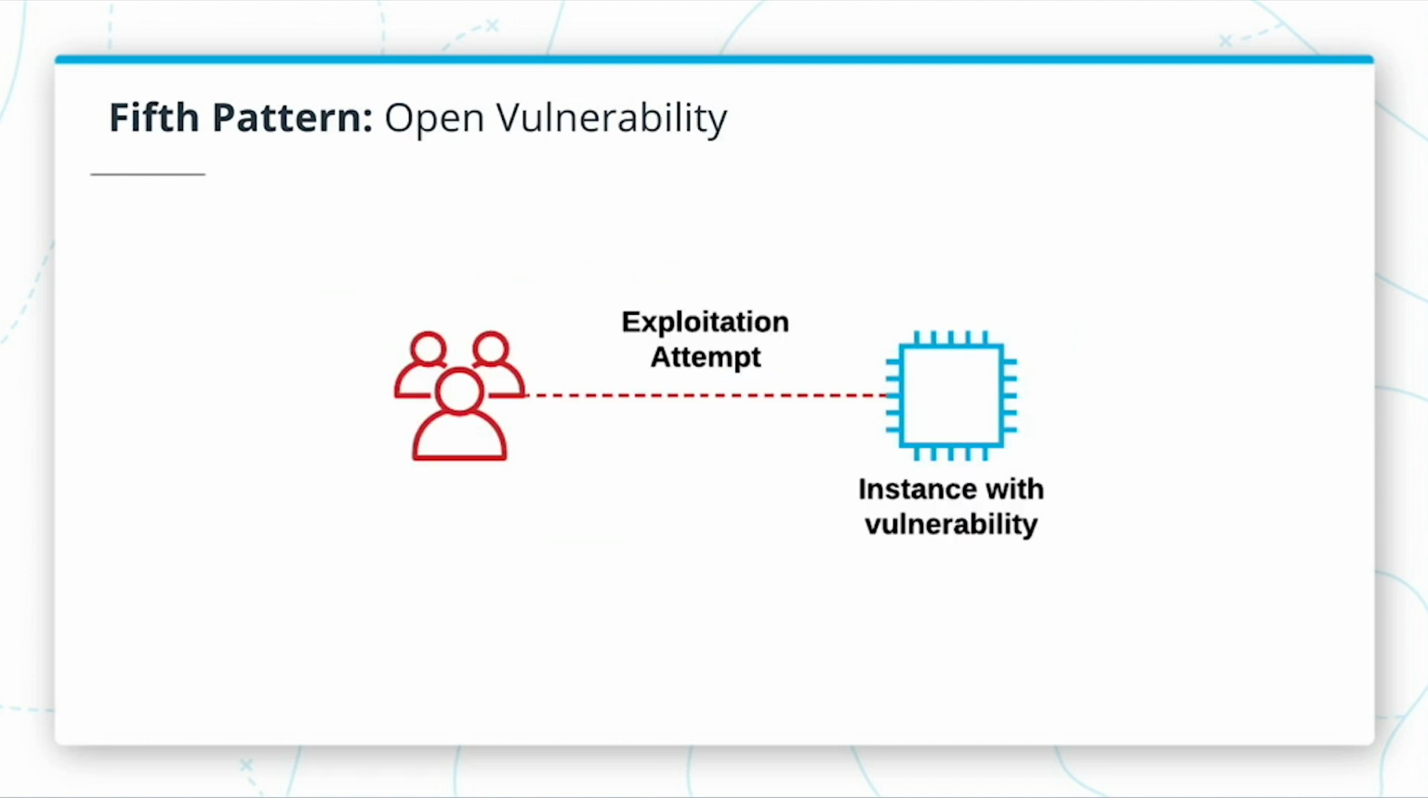A fifth method for gaining access to instances is through an open vulnerability. Oftentimes, web servers and applications have security vulnerabilities, which allow users to exploit those vulnerabilities with the intention of gaining console access to the instance.